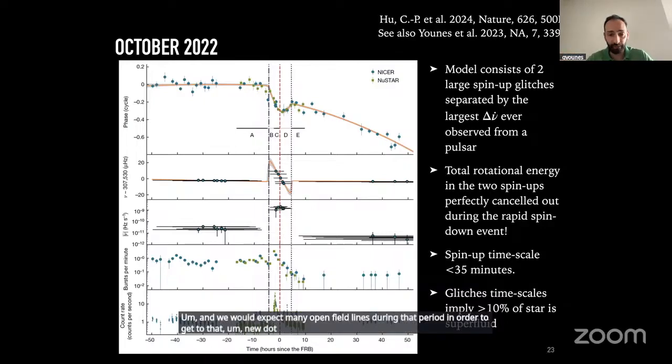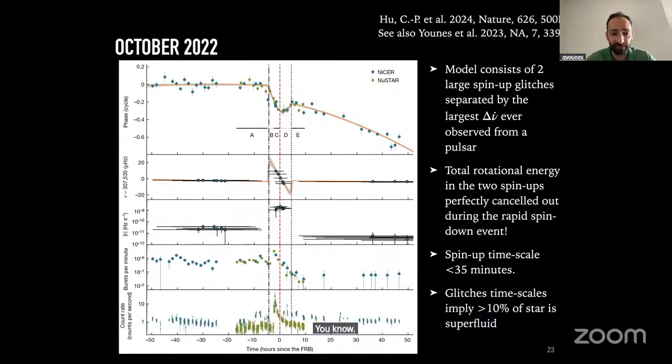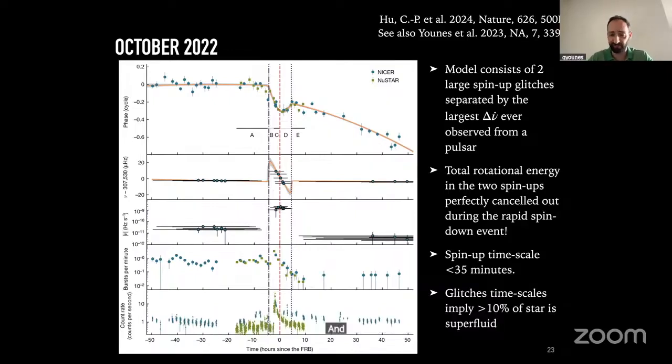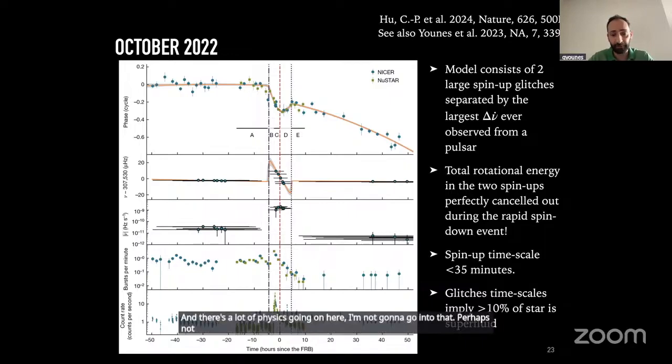That's all speculation. It's for the theorists, but all of that is various clues that brings you closer to understanding the FRB phenomenon from the magnetar progenitor perspective. And there's a lot of physics going on here. I'm not going to go into that, perhaps not necessarily related to FRBs.